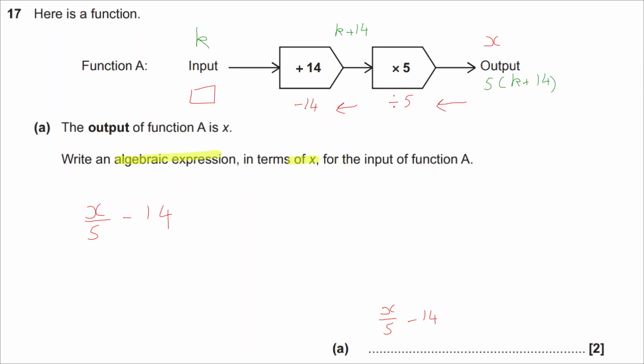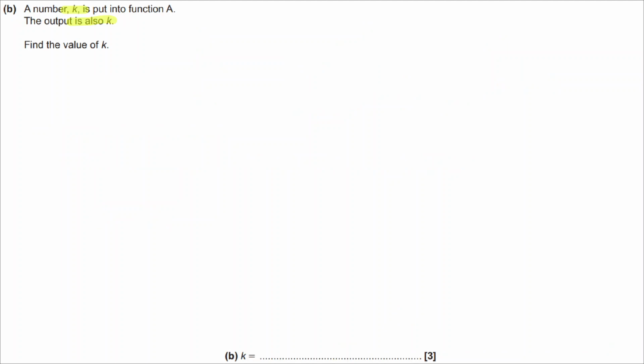Okay, so you're saying that if the input is k, the output is the same thing. So you can just say here that k is going to be equal to the output, which is 5 bracket k plus 14. So let's say that k is equal to 5 bracket k plus 14. And you want to now solve for this value of k. Definitely expand the bracket. That's going to be a good thing to do. So k is equal to 5k plus 70.